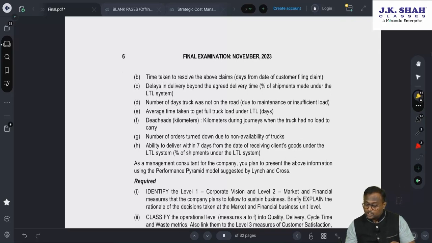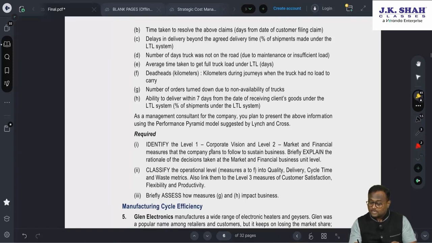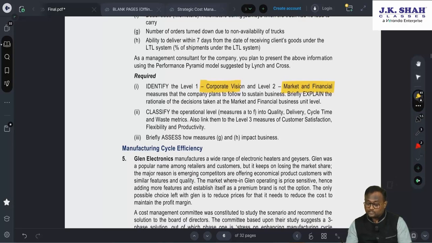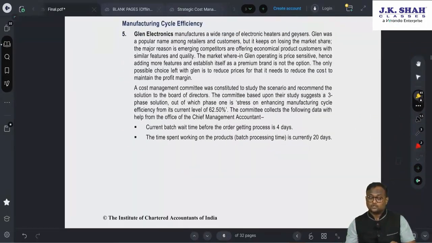As a management consultant of the company, you plan to present the above information using the performance pyramid. Identify the corporate vision and market financial measures. Briefly explain the rationale of the decision taken at the market and financial business unit level. Classify the operational level in terms of quality, delivery, cycle time, waste metrics. Also link them to level 3 of customer satisfaction, flexibility and productivity. Briefly assess how measures like number of orders turned down and delivery within 7 days can impact the business. This is what the question is.